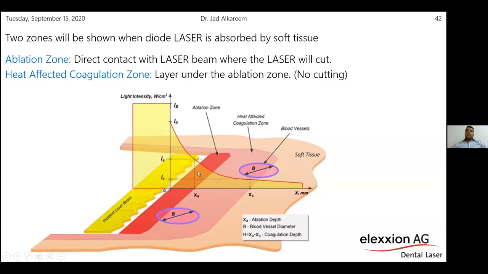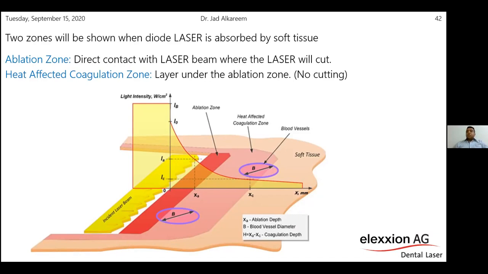Then we have a heat affected zone, or we can say the coagulation zone. This area is actually under the ablation zone. This area will be affected by the laser energy, and in this area, we will start to have biostimulation of the cells. So that's why when you cut with the laser, you will have less complications after the treatment.